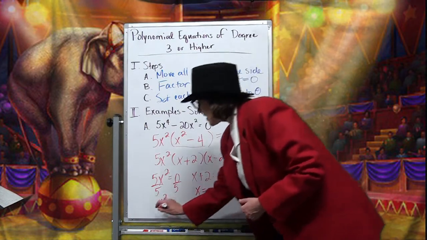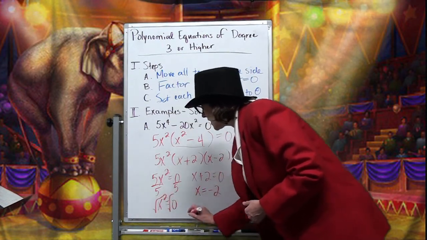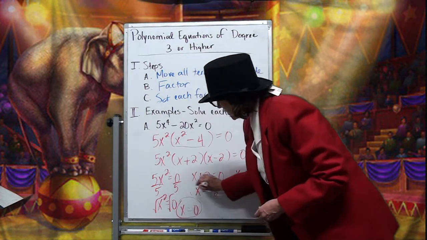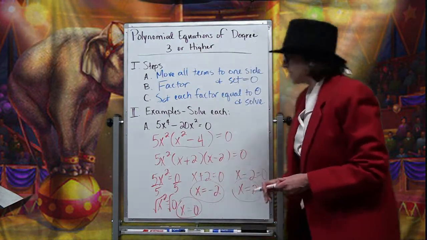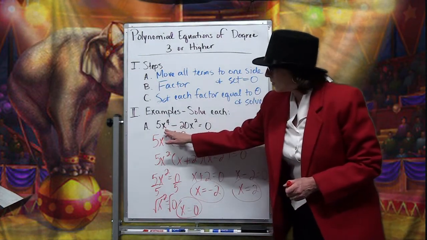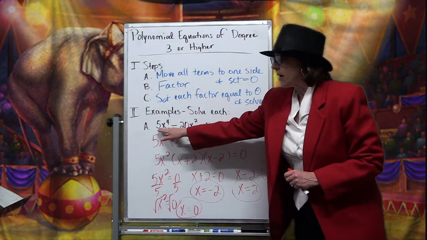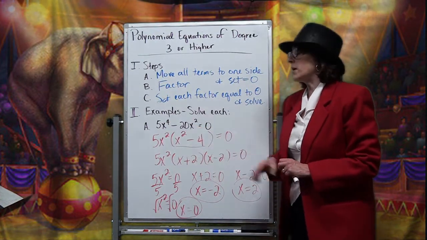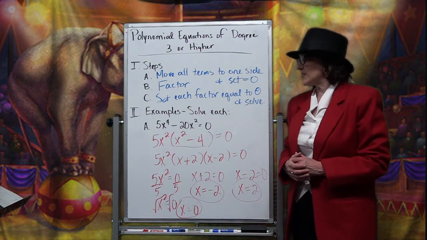And if I take this and I take the square root, then that tells me that my x is going to be 0. So I've got x equal to 0, x equal to negative 2, and x equal to positive 2. These are the 3 numbers that I can put right here, raise it to the 4th power and times it by 5, put it right here, raise it to the 2nd power, multiply it by 20, subtract the 2, and I am going to come up with a 0.